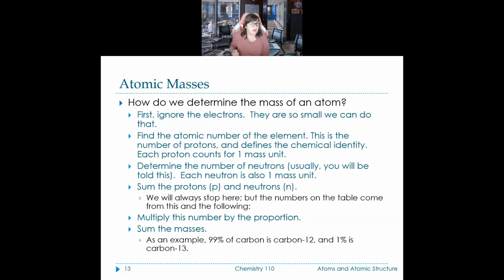So when we do the mass of an atom, we ignore the electrons, we add the number of neutrons, we add the number of protons, and that gives us the mass of that particular isotope. Normally, we would then need to multiply by the proportion that exists and sum the masses. Now, this is how the atomic mass on your periodic table is arrived at. Again, I do not expect you to do this, but that's how we arrive at that number, okay?